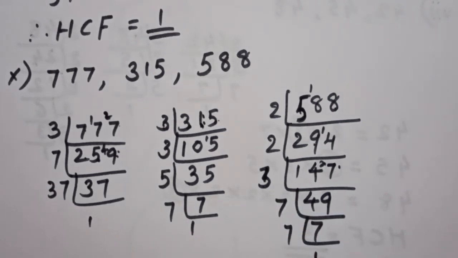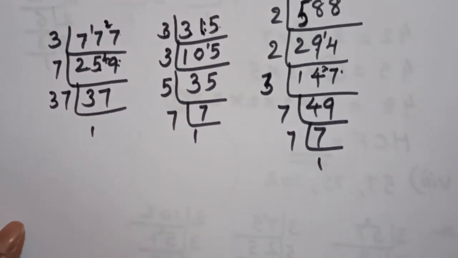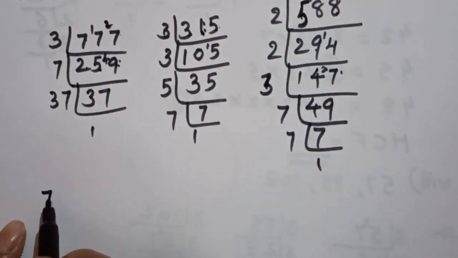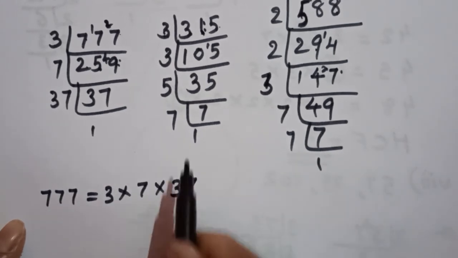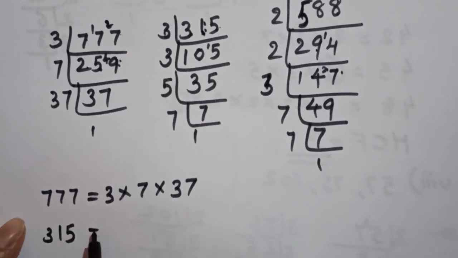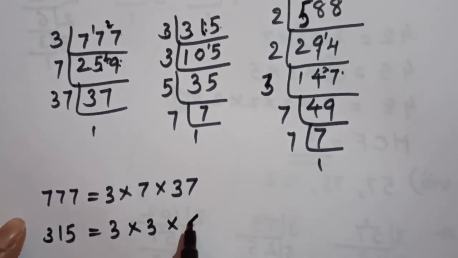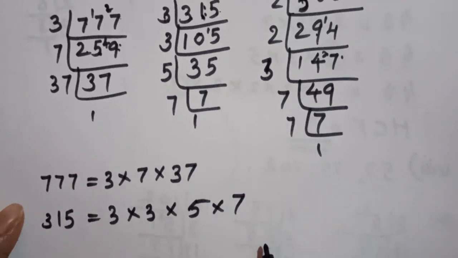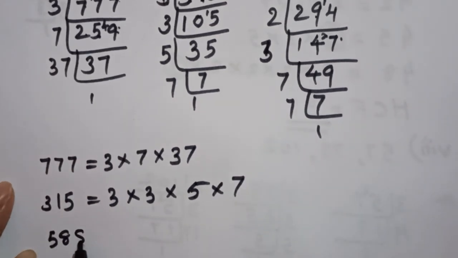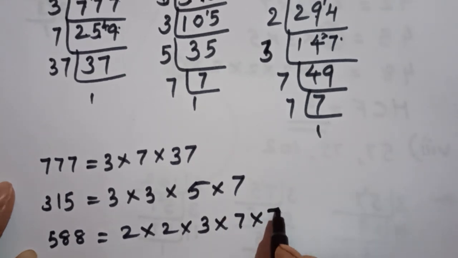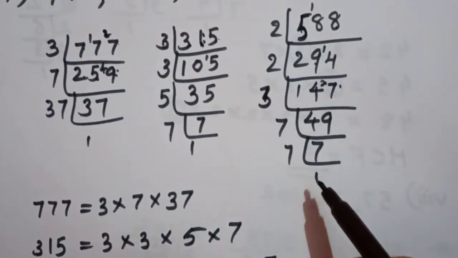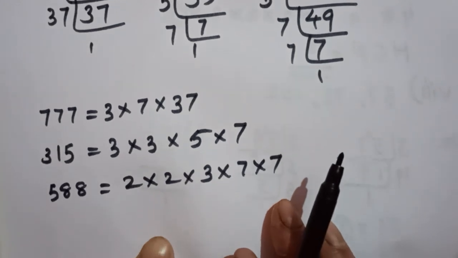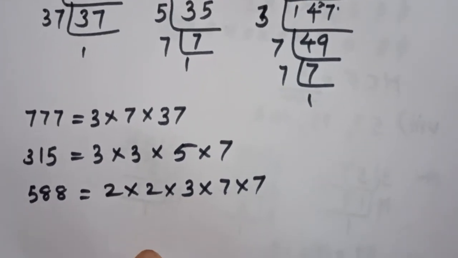Okay, so now we'll write the prime factors of each number. 777 equals 3 into 7 into 37, and 315 equals 3 into 3 into 5 into 7, and the last one, 588, equals 2 into 2 into 3 into 7 into 7. From where I am writing, you must know from here. If there is any confusion, please go back and watch the whole video once again.